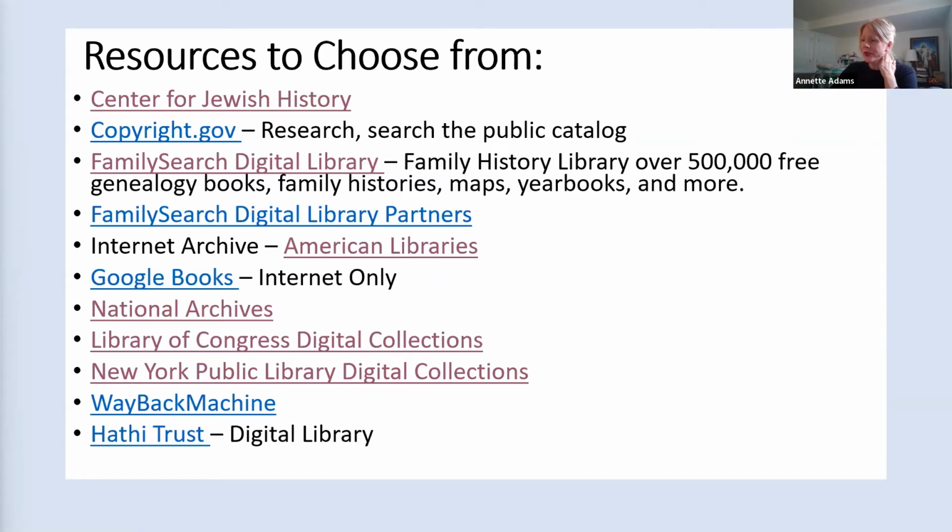And then we have National Archives, and then we have the Library of Congress digital collections, the New York Public Library digital collections, the Wayback Machine, and then the HathiTrust. These are all excellent resources that are available here and that are predominantly for the US, but come also in foreign language. So always use different options when you're searching. Use different keywords, even in different languages, for different areas that you are searching within.